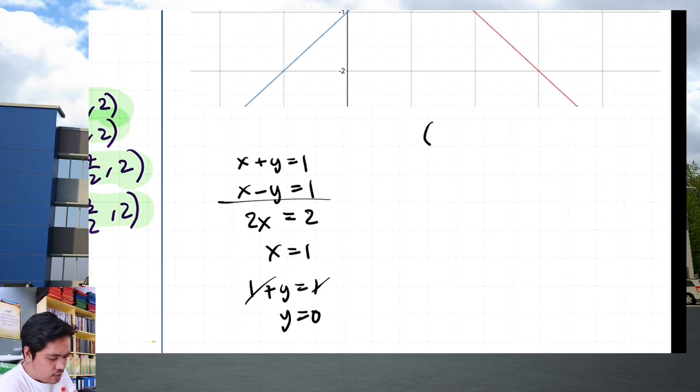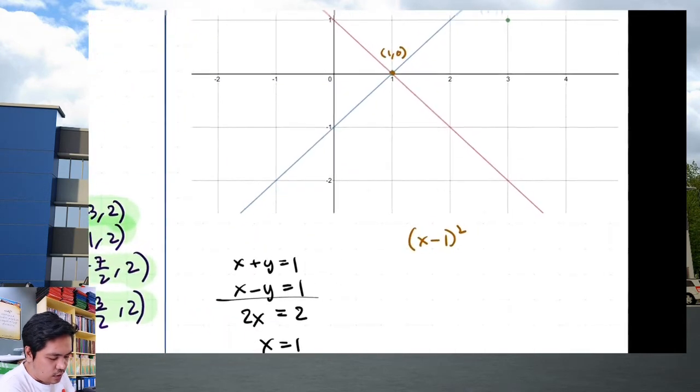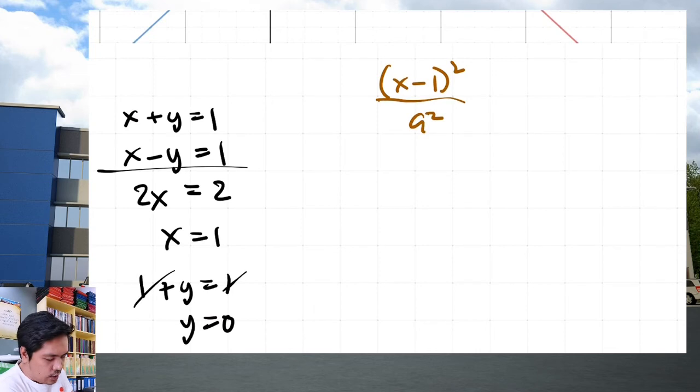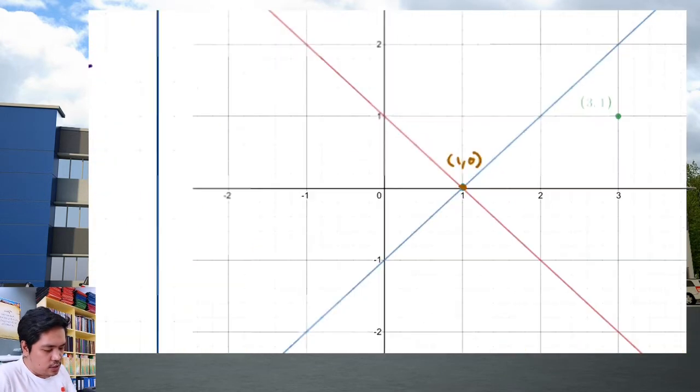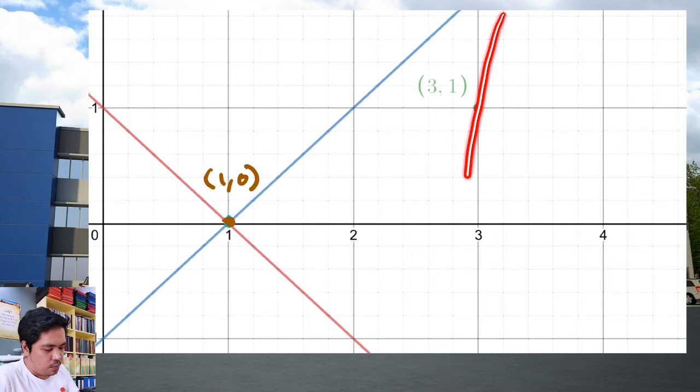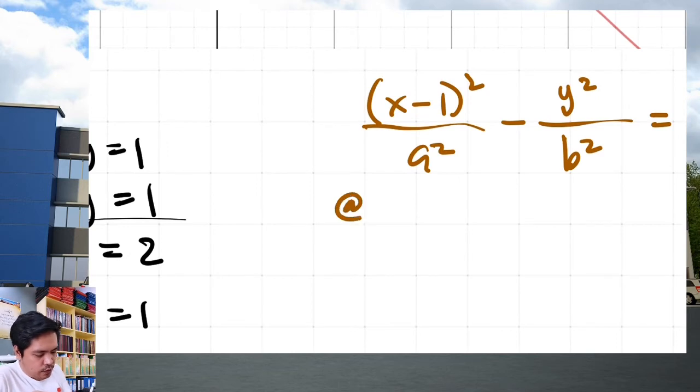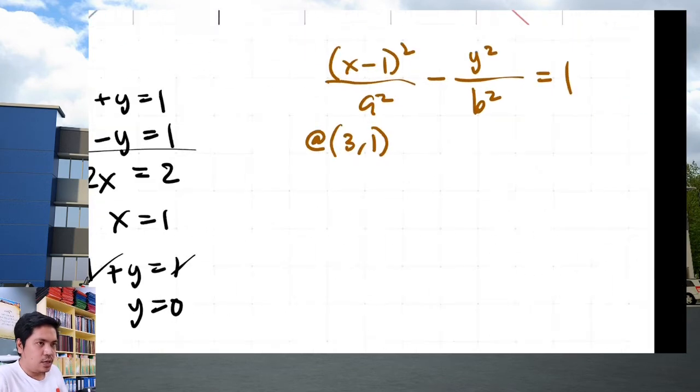So, that would be x minus h squared, so yung h natin is 1, yung k natin is 0, over a squared minus y minus k, so k natin is 0, so that would be y squared na lang, over b squared. That's equal to 1. So, ayun. So, that would be the equation of the hyperbola. Pero di pa tapos. Of course, we need to satisfy this condition. The condition is that the hyperbola should pass through 3, 1.